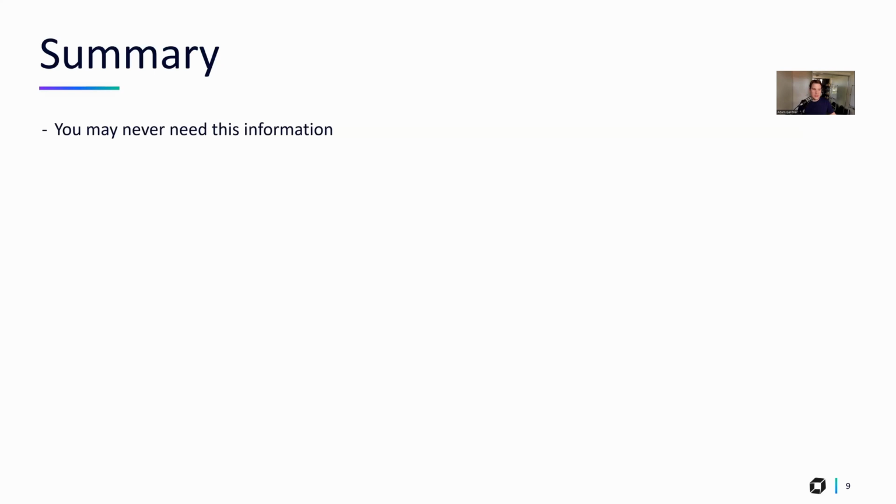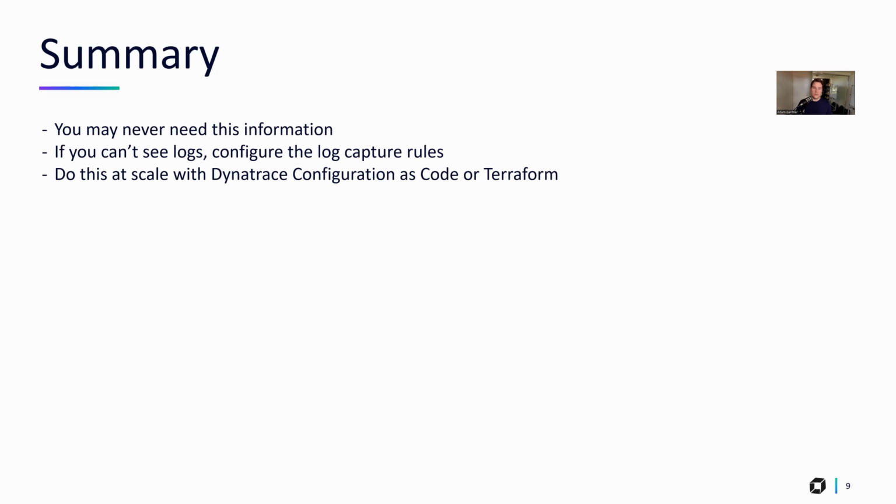So in summary then, you may never need this information. As I say, most of the things that you deploy onto a cluster, the OneAgent is going to see as an important process and therefore capture the logs for you out of the box automatically with zero configuration. However, if you think you should have logs and you're not seeing them, have a look at this video and configure the log capture rules. And of course, you can do this at scale with the Dynatrace configuration as code utility, aka Monaco, or of course, the Terraform provider.